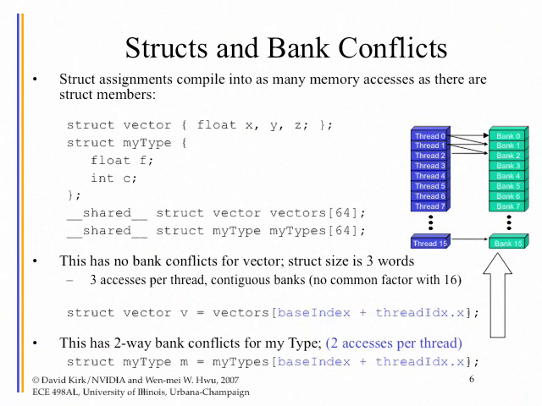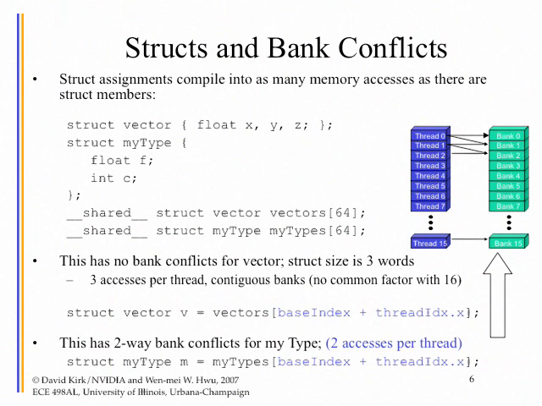The second case is that you may have a struct that has a float and an int. Okay, so that's two variables, and it actually makes a difference. So let's say in the program you declare a vector array of 64 elements, and each element is a struct vector. So each element is a 3-word struct.